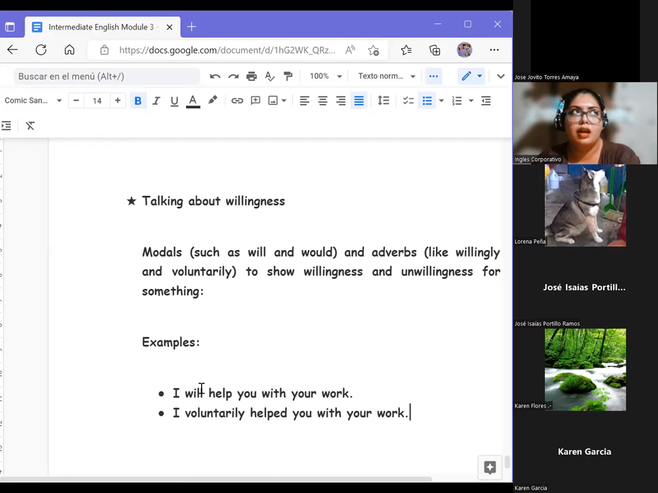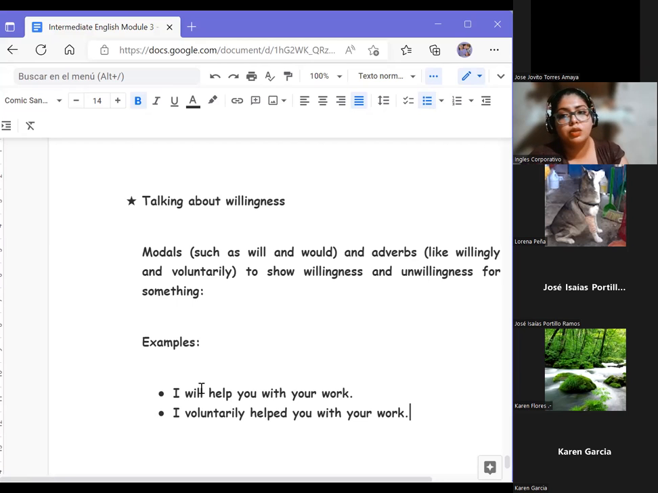So in this case, estamos hablando de tener como la voluntad de hacer algo o de ayudar con algo. So in this case, it's like we want to do something. And in the first example, it said, I will help you with your work. Te voy a ayudar con tu trabajo. So in this case, I am saying that I will help. I'm going to do that for you. And the second one is talking about that I decide to help you with your work. So in that case, it is just my decision, not the decision of someone else.